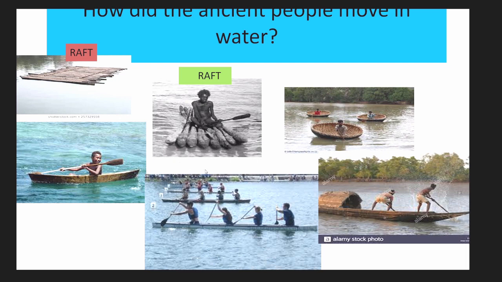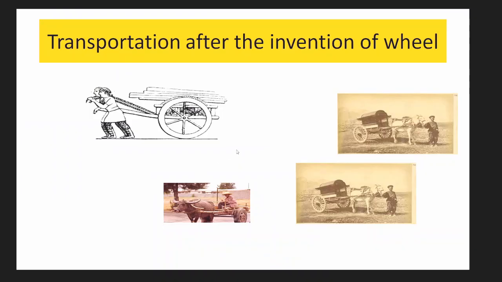As time went by, they learned to build canoes which could be paddled by hand or with poles, which ultimately led to the making of boats. Clear? The invention of the wheel revolutionized the means of transport. Wheeled vehicles were much easier to move than the sledges.